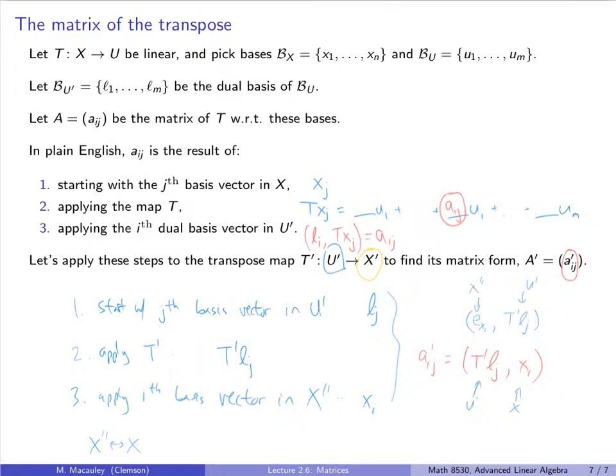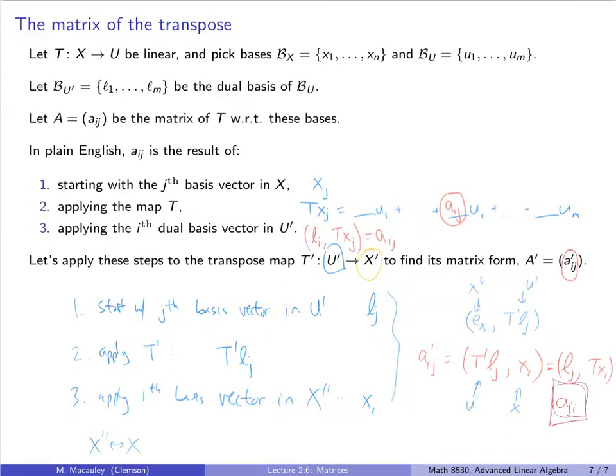And of course, when you look at this, you have this itching desire to move that T over. This is Lj comma T xi. That's the property of transposes. We can move them back and you lose or gain that little prime. And do you recognize that? That is the definition of Aji.